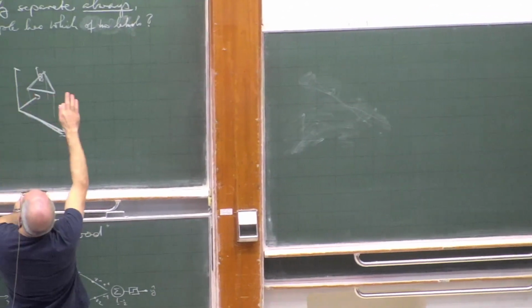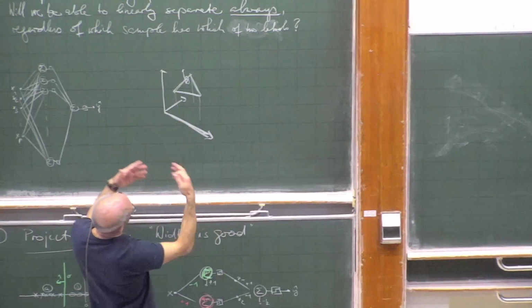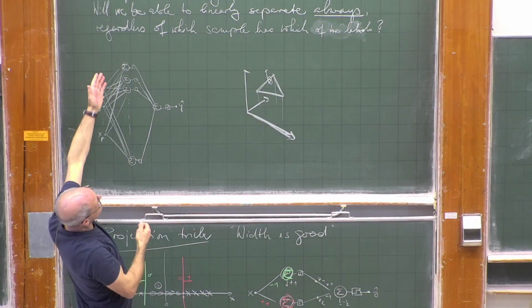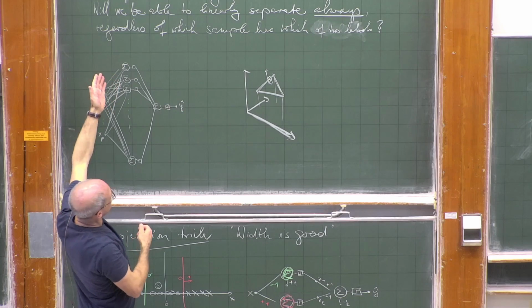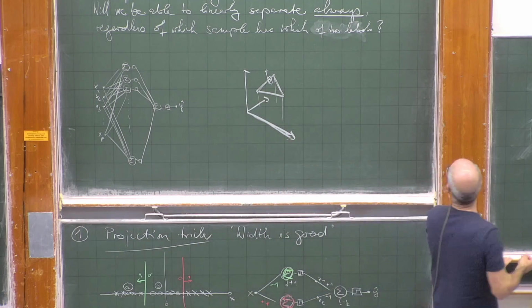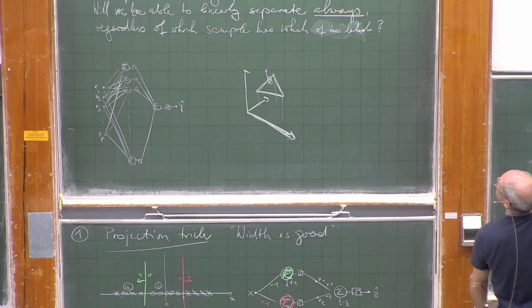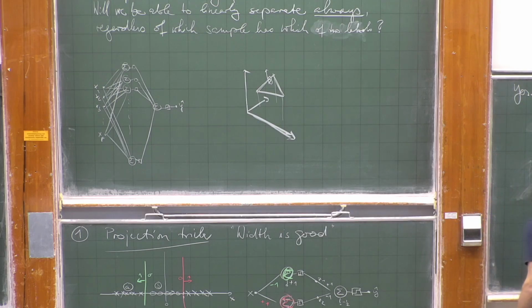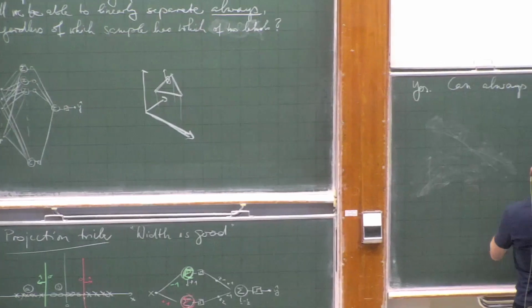So the question was, what if the dimension of the latent space is the same as the number of samples? Will we be able to linearly separate always, regardless of which sample has which out of 2 labels? And the answer is yes. And the justification is that we can always fit a plane through all points.